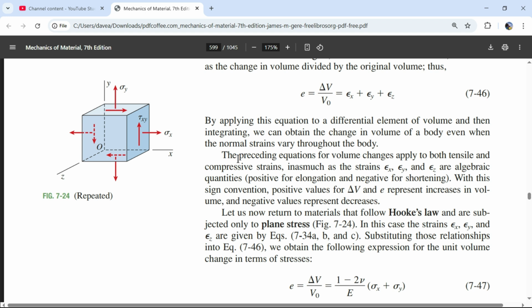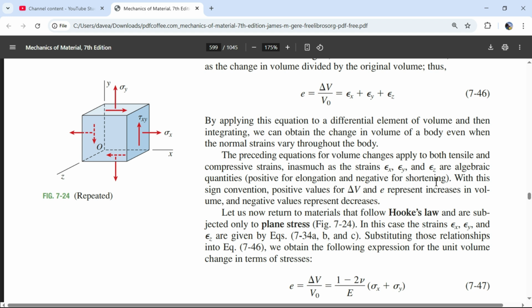The preceding equations, does that mean coming up? The equations for changing volumes apply to both tensile and compressive strains, inasmuch as the strains in the x, y, and z directions are algebraic quantities, positive for elongation and negative for shortening. Cool. So if you have compressive or tensile stress, here's an equation where it could be a positive or a negative.